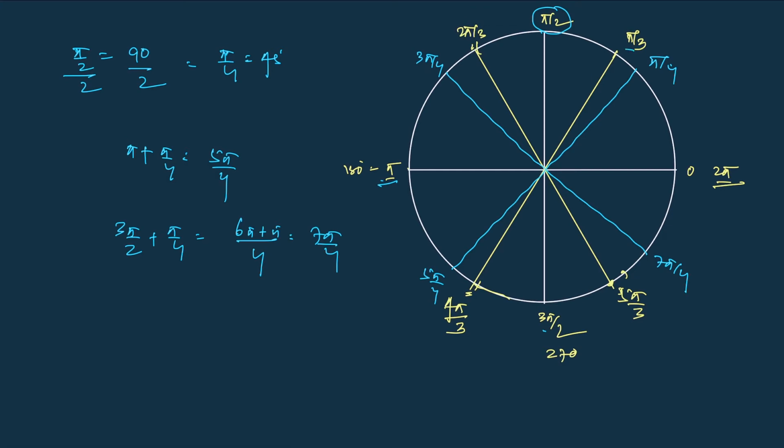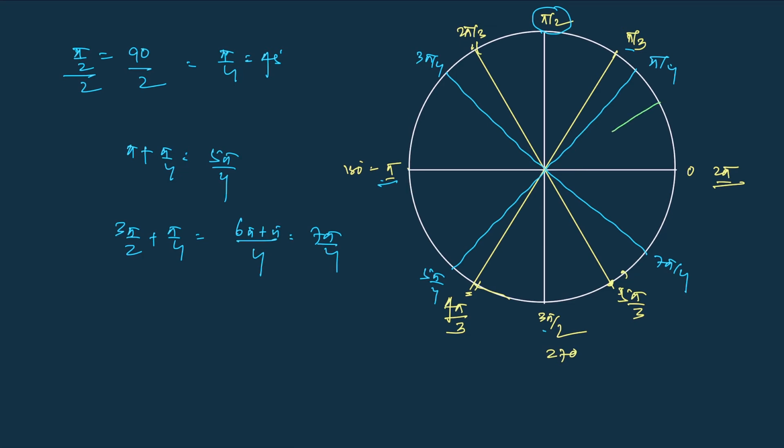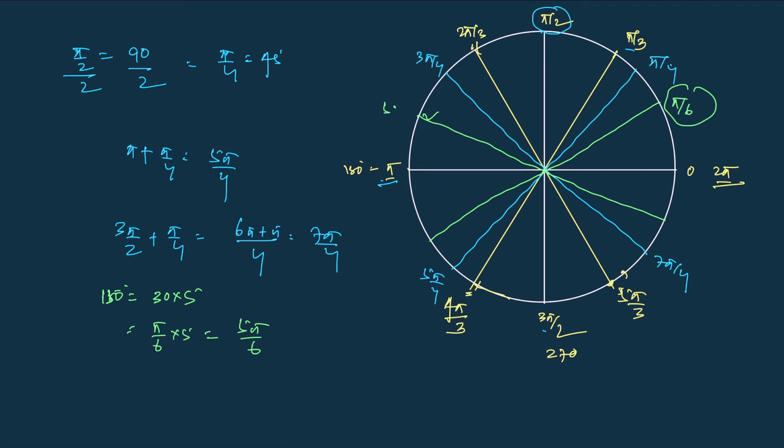Then you divide again this pi by 3 into 2 parts, exactly 2 parts. So now here you can see 30, 30, 30. So this is pi by 6, pi by 3, then 150 means this is 150 degree. 150 degree means 30 into 5. What is 30? 30 means pi by 6. So pi by 6 into 5, it is going to be 5 pi by 6.